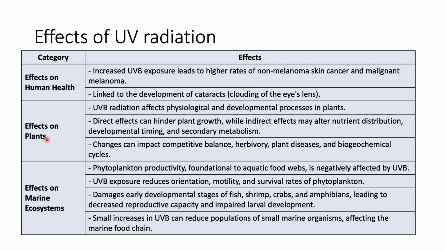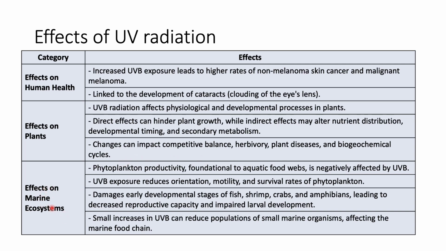What is the effect on plants? UVB radiation affects physiological and developmental processes in plants. The direct effects can hinder plant growth, while indirect effects may alter the nutrient distribution, developing timing and secondary metabolism. There are changes which will impact the competitive balance, herbivory, plant disease and biogeochemical cycles.